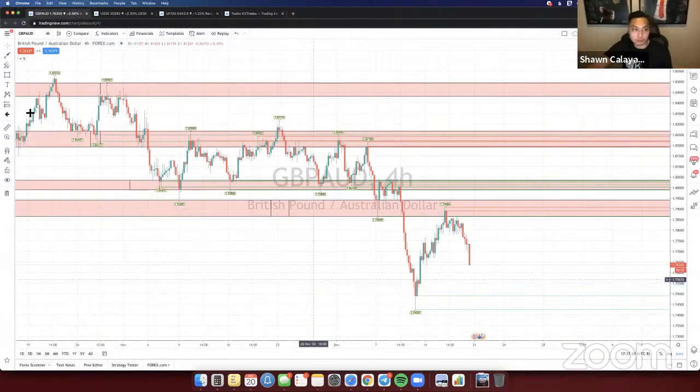And this zone right here is actually way different. So I'm going to go ahead and redraw that down here.